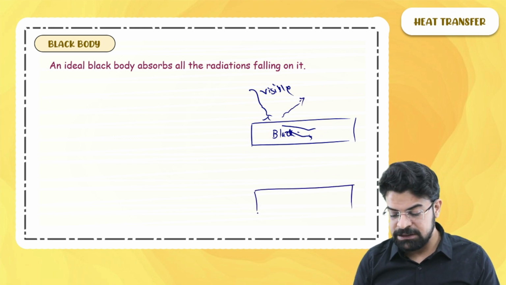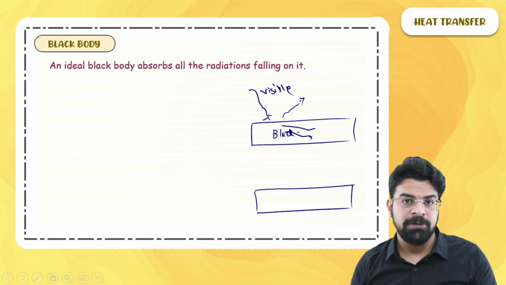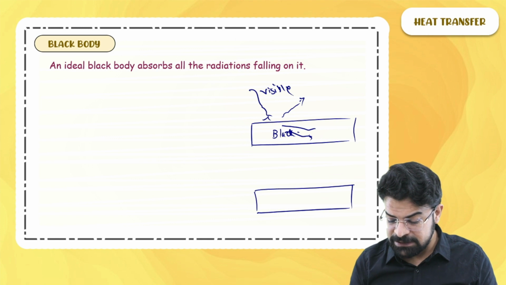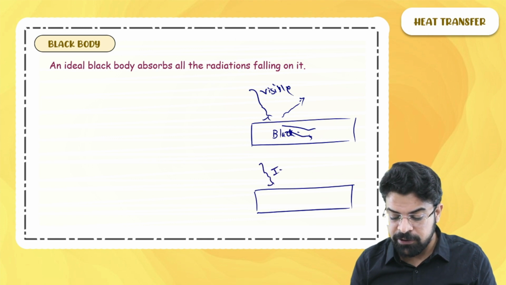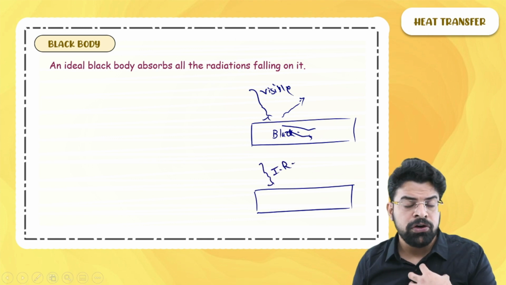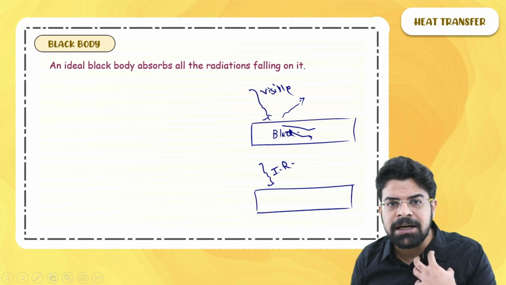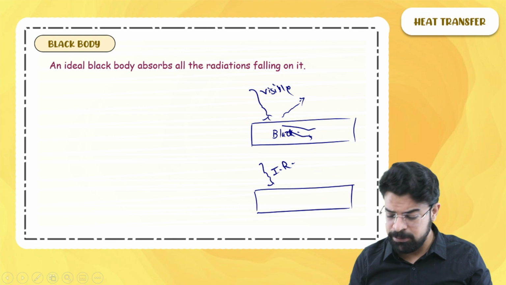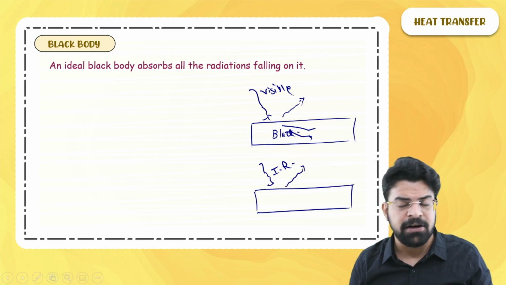Now we can't see other radiation apart from visible, but let's say some other animal or device can see. If we make infrared radiation fall on your shirt, can you say with 100% guarantee that the infrared radiation will be absorbed as well? No, maybe the infrared radiation might get reflected.